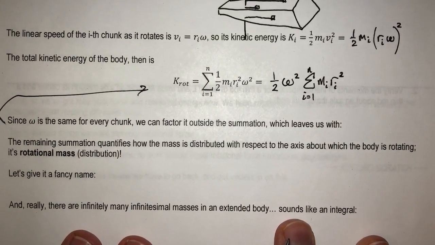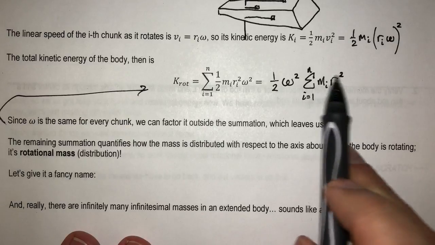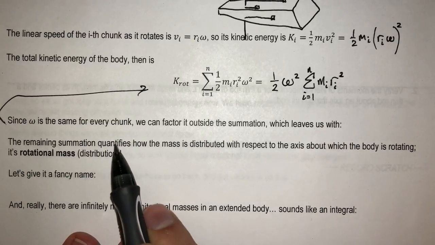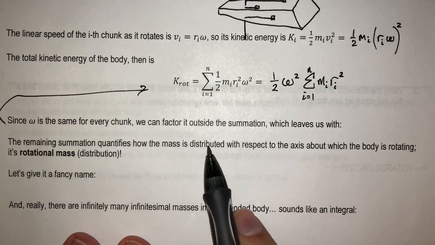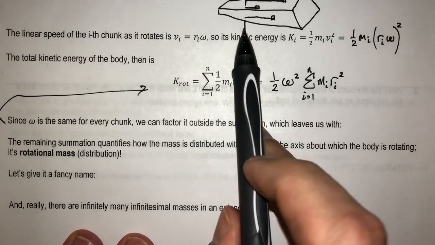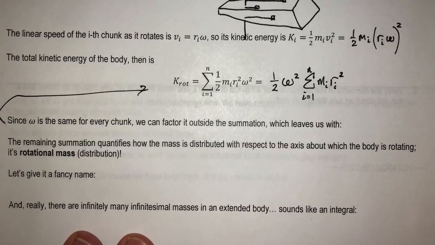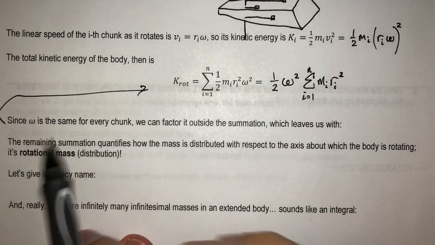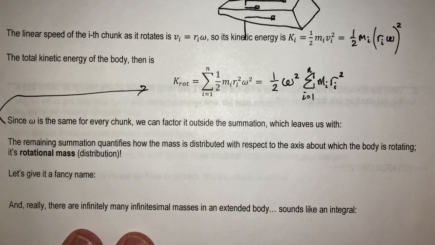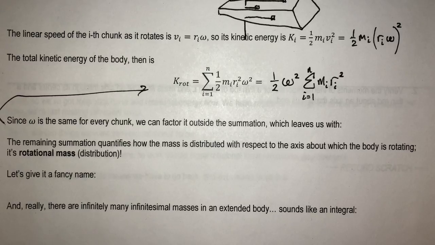This summation, this expression here, its job is to quantify how the mass is distributed relative to this axis of rotation. So it's a rotational mass distribution, or I'll emphasize it's a rotational mass analogy. When we're trying to rotate an object, we care about which axis we're trying to rotate it about. The inertia of that object's mass speaks differently.